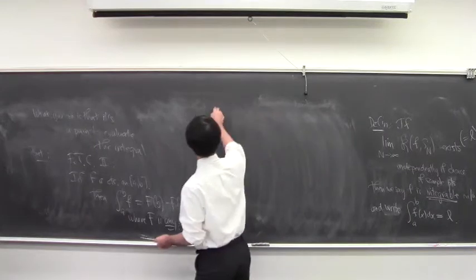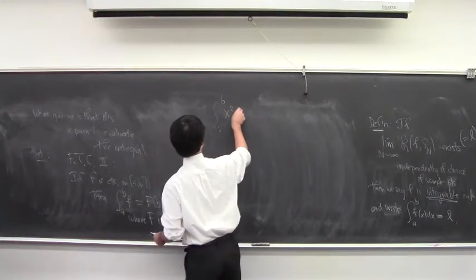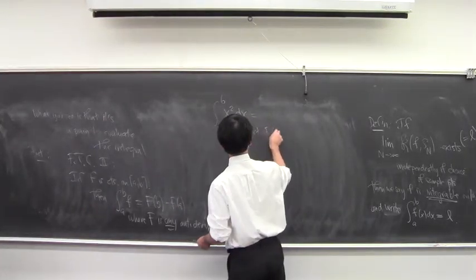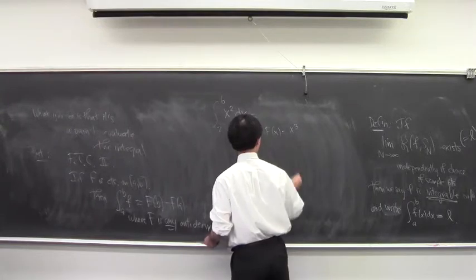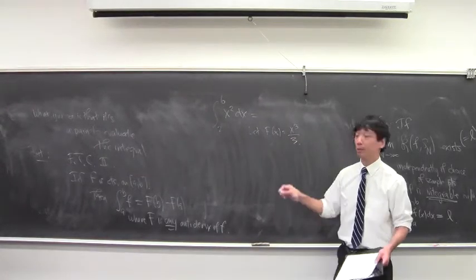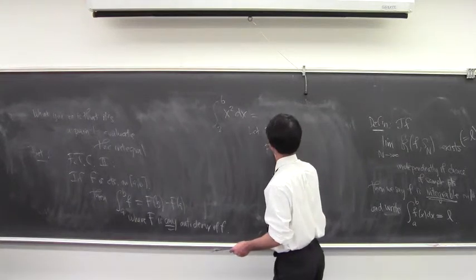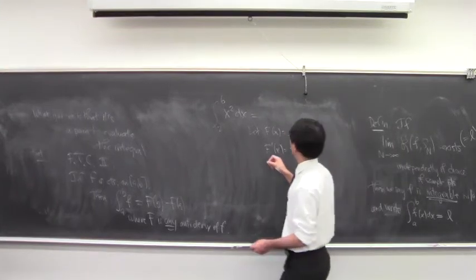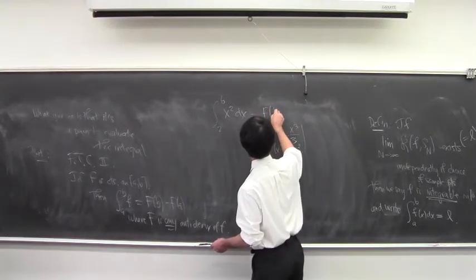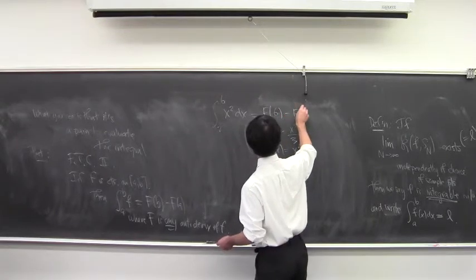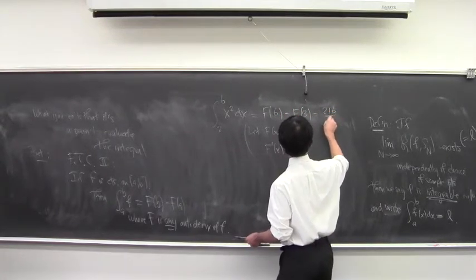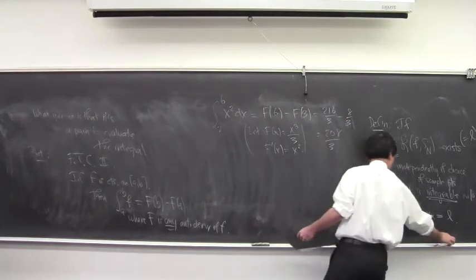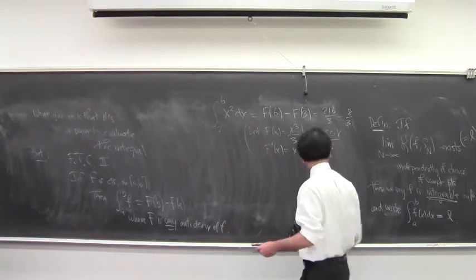So for this one that we were just doing, x squared dx, you could say, well, let capital F be x cubed over 3. Then F prime is x squared, so this is an antiderivative. So just take F of 6 minus F of 2. You get 216 over 3 minus 8 over 3. That's 208 over 3.